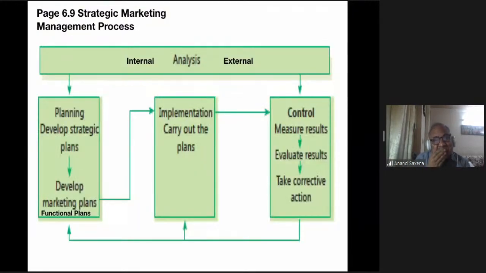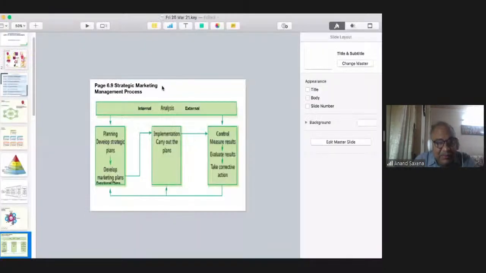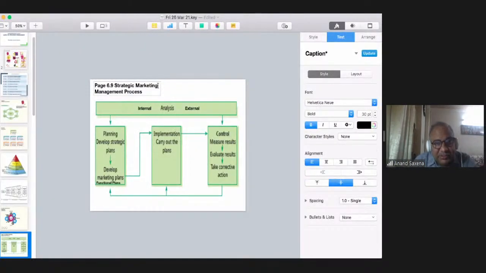I have therefore tinkered with the diagram in the book. For example, the diagram in the book talks about the strategic marketing management process. I have tinkered with it and modified it to a strategic functional management process.